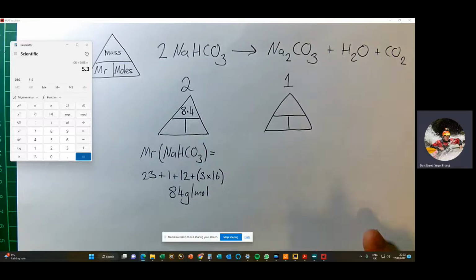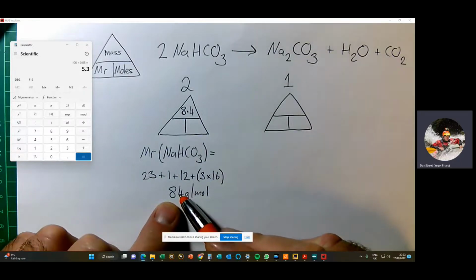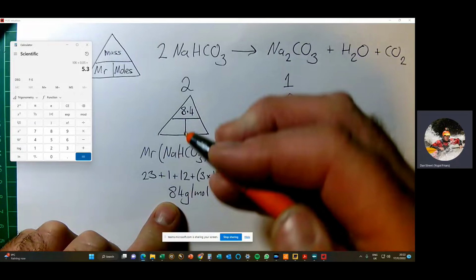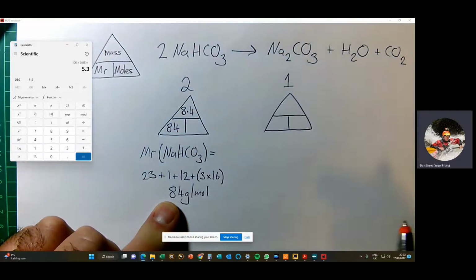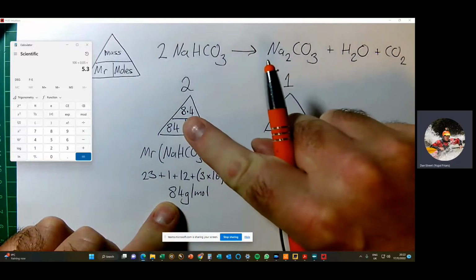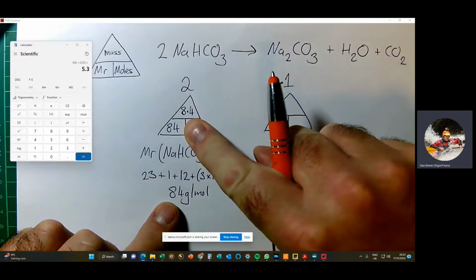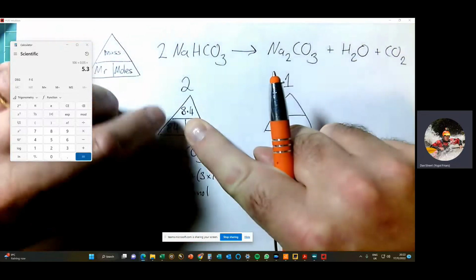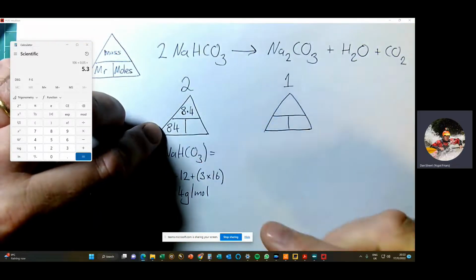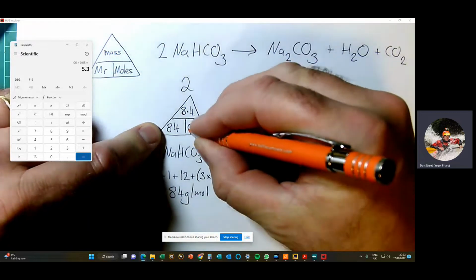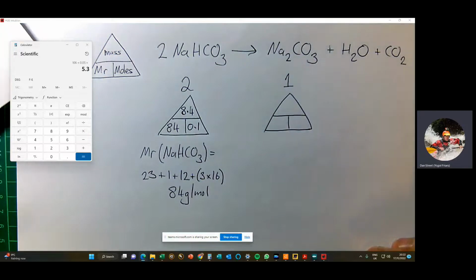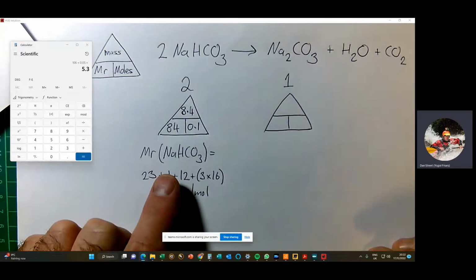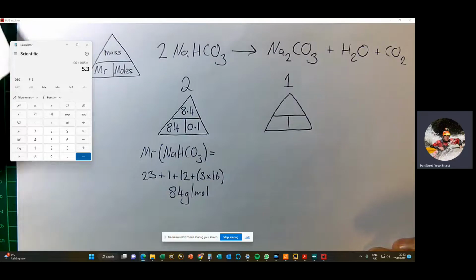Okay, which is handy, because if we now put that 84 into this part of the triangle for the MR, and if we apply the triangle, we know that to use a triangle, if we want to know the unknown, we cover it up, and that gives us our calculation, which is 8.4 divided by 84, which gives us 0.1 moles. Okay. Now, I'm conveniently ignoring the fact that the question is in tons and not grams, but the maths works regardless.